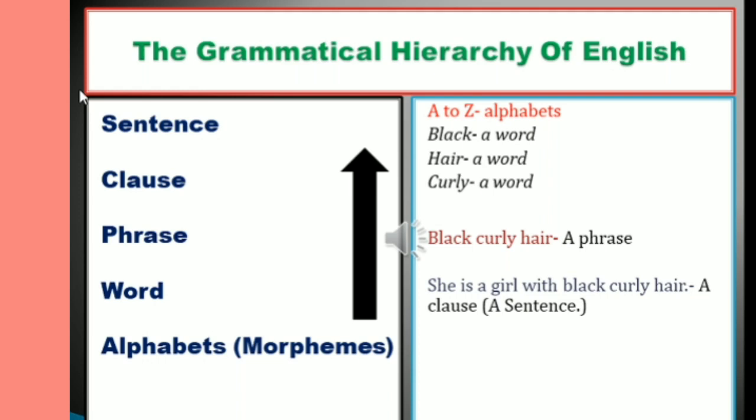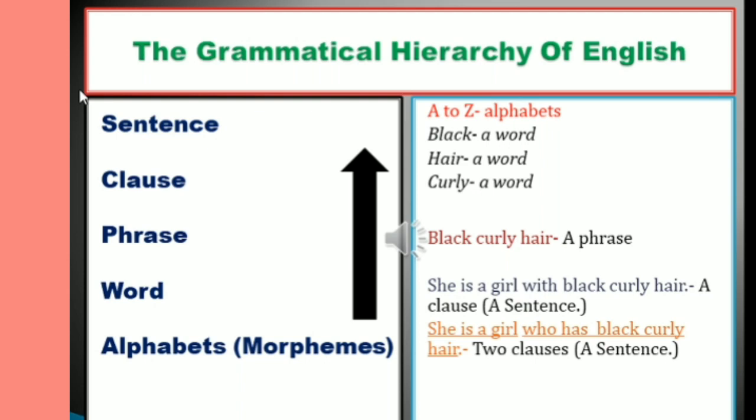In the same way, by combining two or more than two clauses together, we make a meaningful sentence. For example, she is a girl who has black curly hair. So here in this sentence, she is a girl is one clause, who has black curly hair is another clause. And these two clauses combining together make one meaningful sentence.